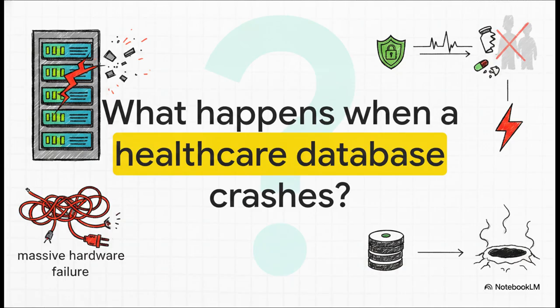Okay, I want you to imagine a catastrophic scenario for a second. What happens when a massive healthcare database, one that's holding thousands of live patient records and critical care instructions, suddenly crashes because of a hardware failure? If that system doesn't have the right safety nets in place, the consequences of that data loss are, well, literally life and death. The configuration that prevents this nightmare, or in some cases intentionally removes that safety net for raw speed, is exactly what we're dissecting today.